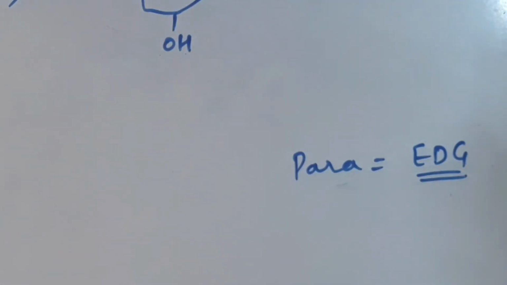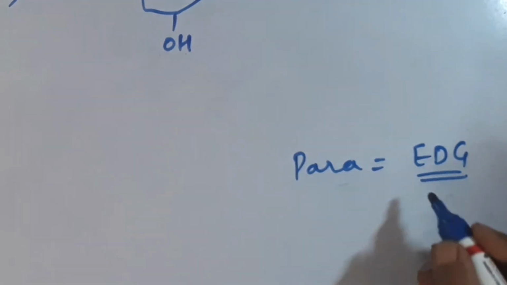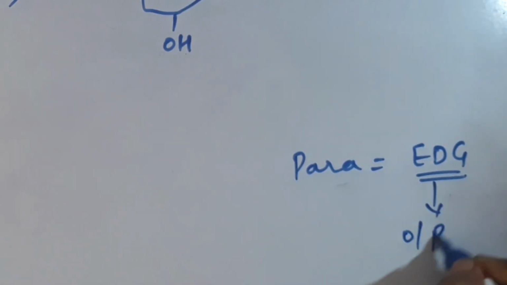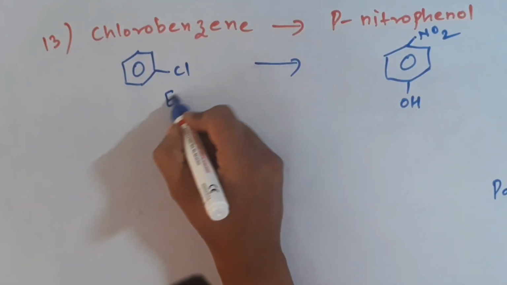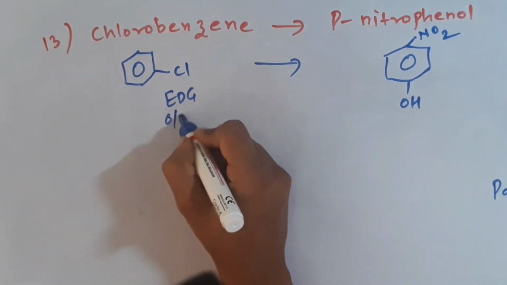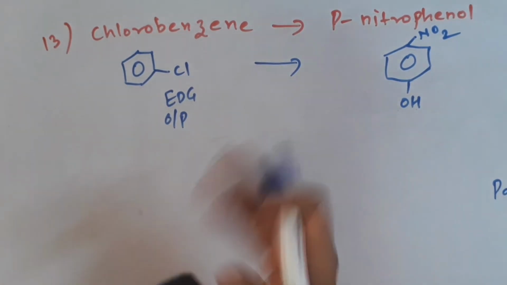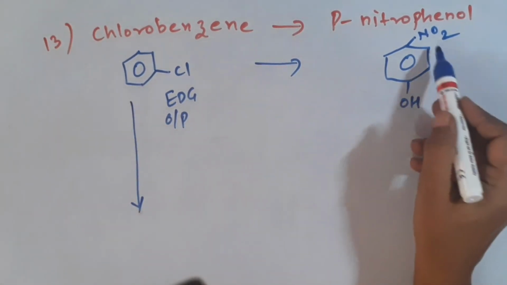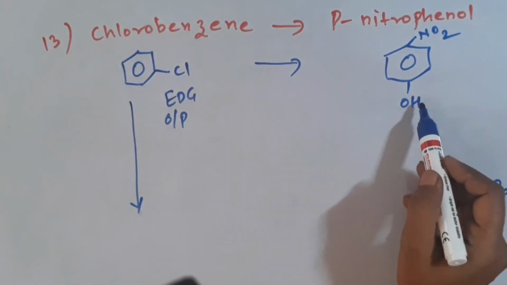Then only you will get para substituents. Okay, and what kind of group is this chloro? Is it an electron donating and ortho-para directing group? Yes, chlorine is an electron donating ortho-para directing group, so we can directly carry out the reaction. And what do I want here? I want NO2, I want OH.